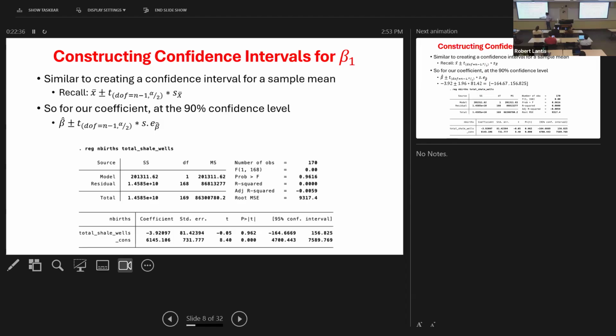So notice here, based off of the sample evidence I found, what is the range of possible true values for the coefficient between births and oil shale wells? Well, it could be anywhere in between these. It could be negative 100. It could be 75. It could be negative 20. It could be 143. Any value in this confidence interval range, if I did a hypothesis test for it, would I reject or fail to reject?